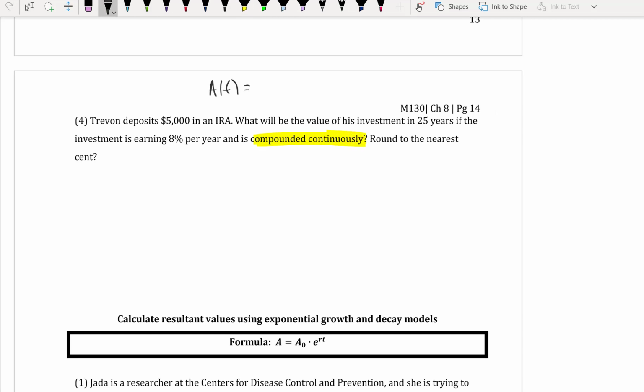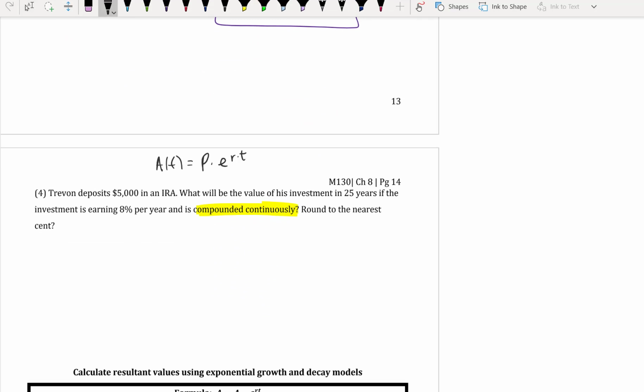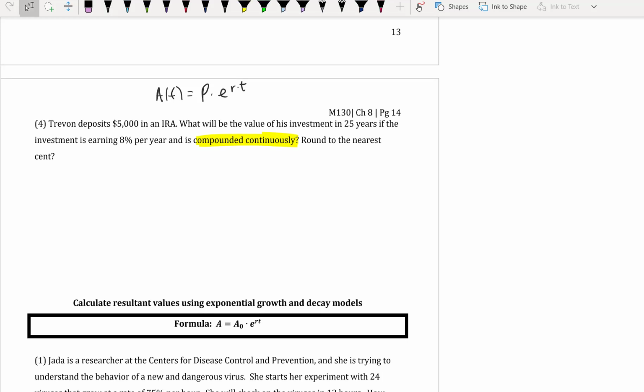So my A of t is equal to, just want to make sure I write it correctly, P times E to the R times T power. Because it's continuously, I use that E value. So I have my principal amount, that is 5,000. I have my time, which is 25 years. And it says my percent, so that's going to be my rate. So my rate as a decimal is 0.08. And so I'm going to have my A of t is equal to that principal amount times E to the R times my T value.